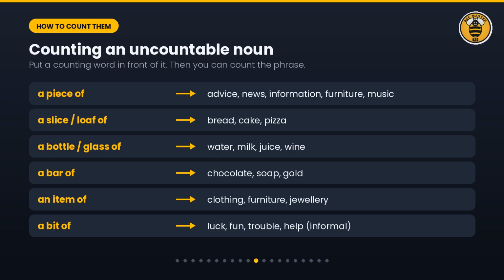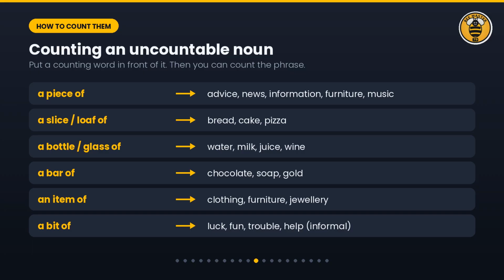So what do you do when you really need to count an uncountable noun? You put a counting word in front of it. Then it is the counting word that becomes plural, not the noun. A piece of works with advice, news, information, furniture, and music. So, 2 pieces of advice, not 2 advices.